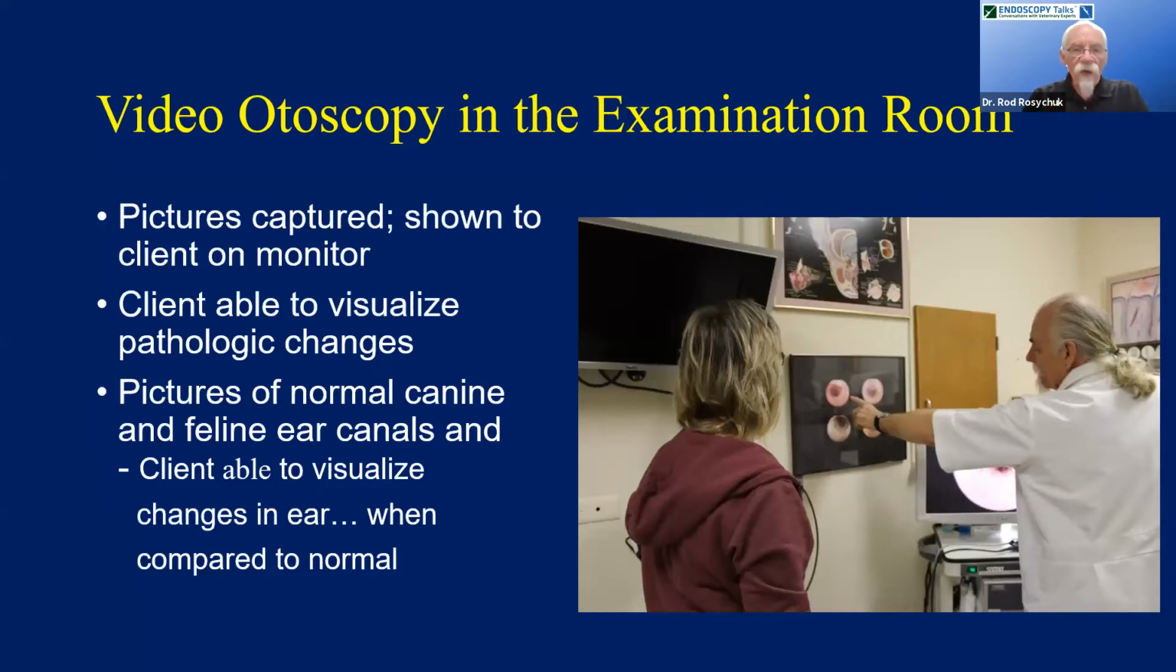And to be honest with you, we were able to get a successful video otoscopic examination probably in at least 95% of the cases that we look at, dogs and cats. Obviously, the advantage that we have with doing that examination in the exam room with the client is the clients. We take pictures of what we see, of course, and clients are then able to visualize the pathologic changes that are present in the ears. What is really helpful in your exam room is a set of normals as to what the canals and the eardrum of a normal dog should look like, so owners can better appreciate the changes you're seeing in the ear.